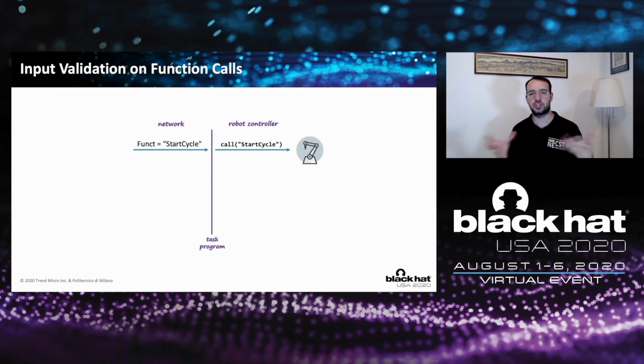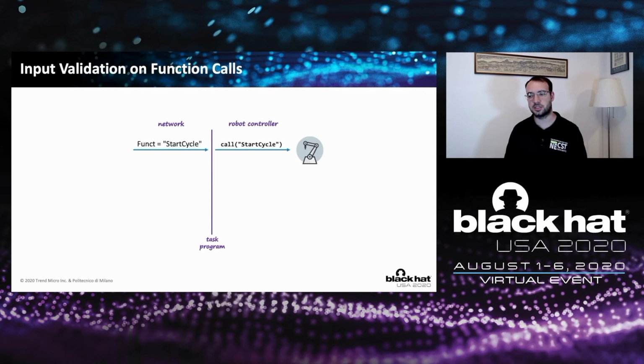Instead of using a switch statement, we can implement this as a late binding or call-by-name function, by calling a function that corresponds to the functionality received from the network, and composing the name of that function with the data received from the network. So if we want to call the operation start cycle, the network will send "function start cycle".